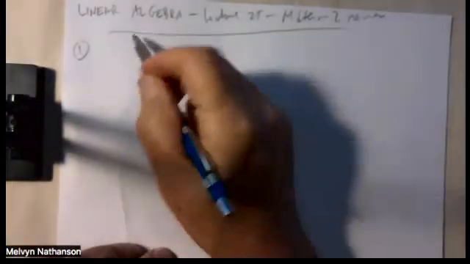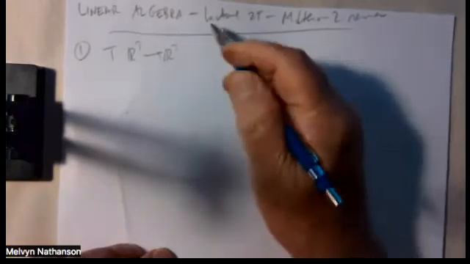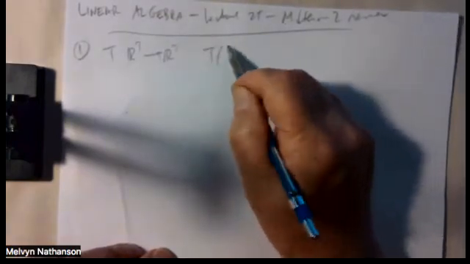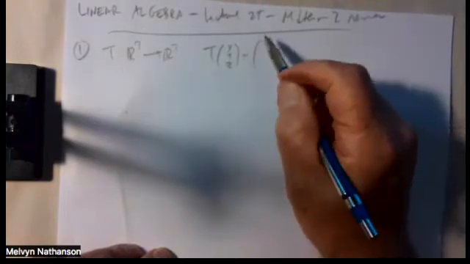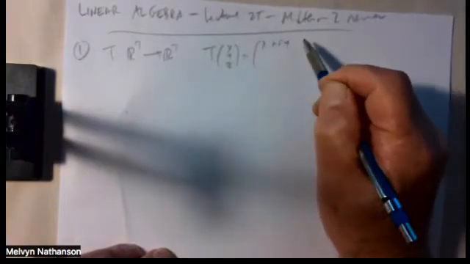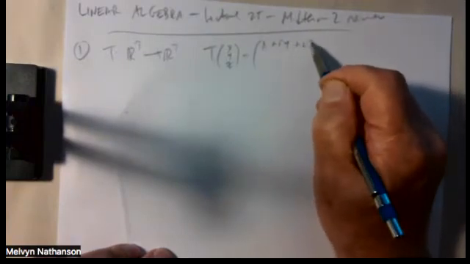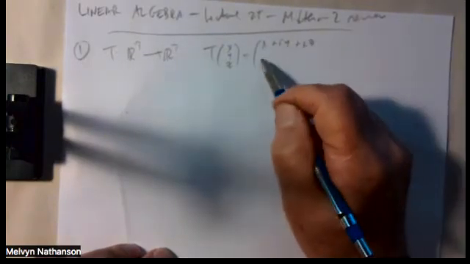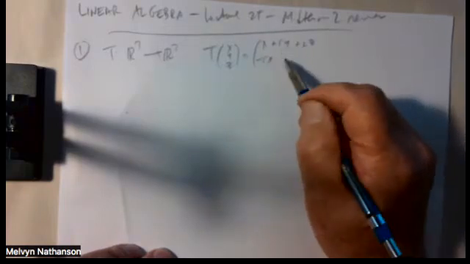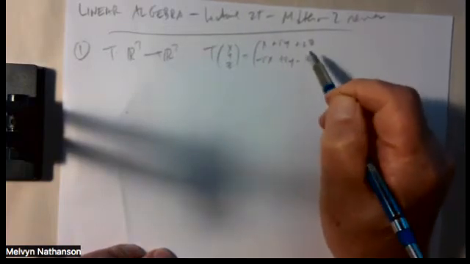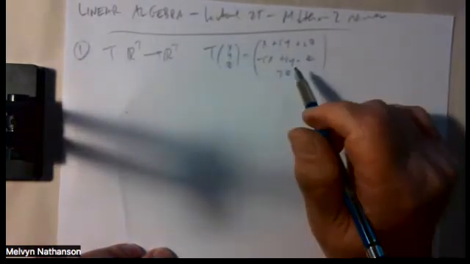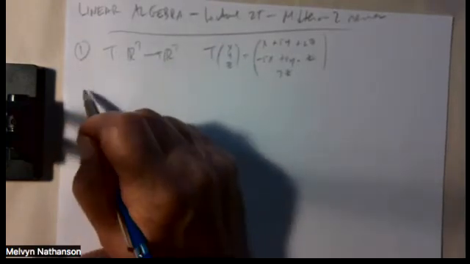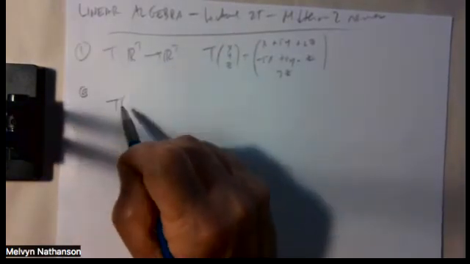So we have a function from R3 to R3 defined by the following. Take a vector x, y, z. It gets sent to the vector x plus 5y plus 2z, minus 5x plus 3y minus z, and 7z. So first we want to find the matrix with respect to the standard basis.